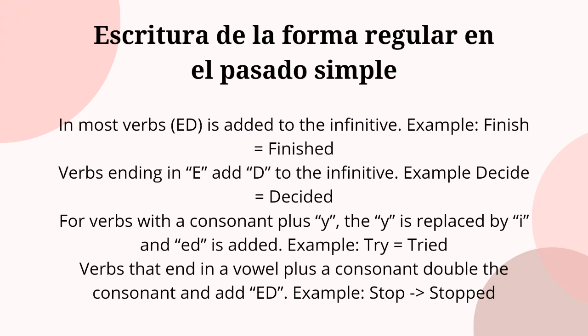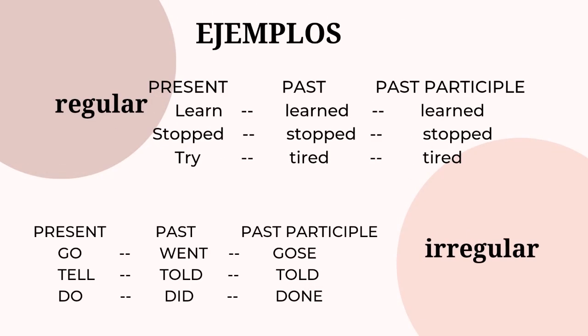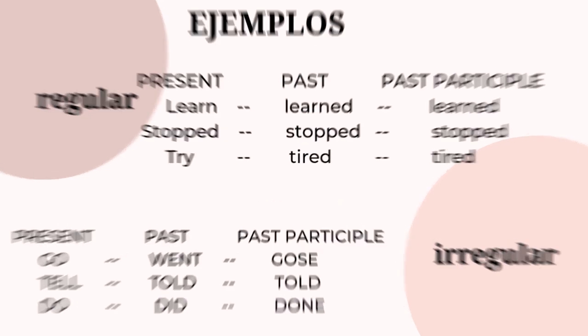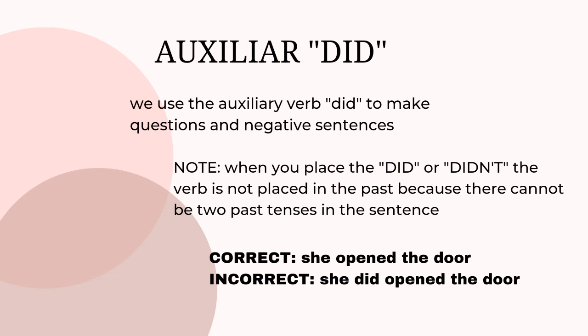Then the examples of the irregular ones. These you will have to learn by heart because they do not follow a pattern, like go, tell and do. Auxiliary, did. We use the auxiliary verb did to make questions and negative sentences. Many verbs have an irregular form in the past tense. Note, when I place did or didn't, the verb is not placed in the past because there cannot be two past tenses in the sentence.